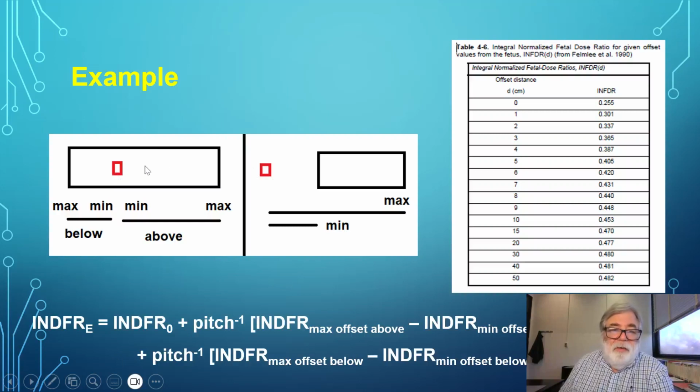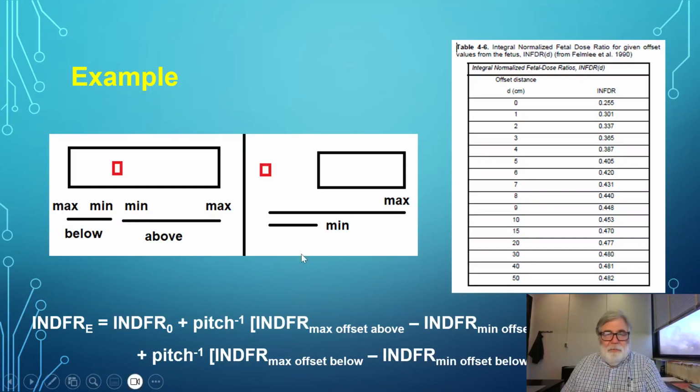There is no slice inferior to this, only superior, only above the patient. So the maximum distance, let's say it's 40 centimeters, 0.841. The minimum distance, let's say it's 10 centimeters, 0.453. I subtract those two. I divide by the pitch. All of that, and the INFDR in this case is 0. It's outside of the beam. All that gets multiplied by the CTDI axial, and that gives me what the dose is to the fetus.